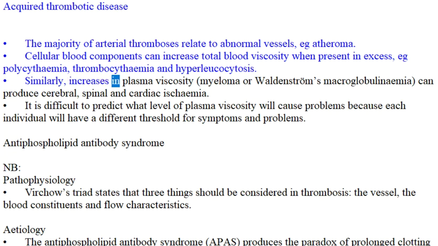Similarly, increases in plasma viscosity, myeloma or Waldenström's macroglobulinemia, can produce cerebral, spinal, and cardiac ischemia. It is difficult to predict what level of plasma viscosity will cause problems because each individual will have a different threshold for symptoms and problems.